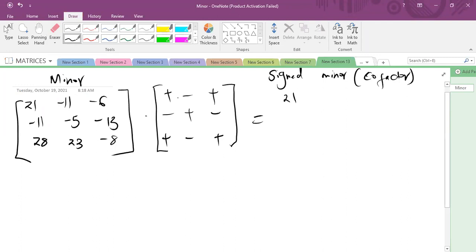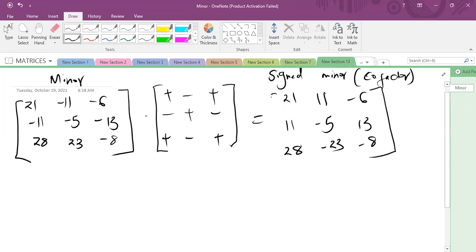So this will give us 21, multiplying this by negative, that will give us 11. We have like 10 minutes to go, so I hope I'll be done by then. Multiplying this by this will give us minus 6. Multiplying this by the sign, that will give us 11. This by the sign, that will give us minus 5. Multiplying this by the sign, that will give us 13. Multiplying this by the sign, that will be 28. This by the sign, that will be minus 23. And then this by the sign, that will be minus 8. So this is our cofactor.